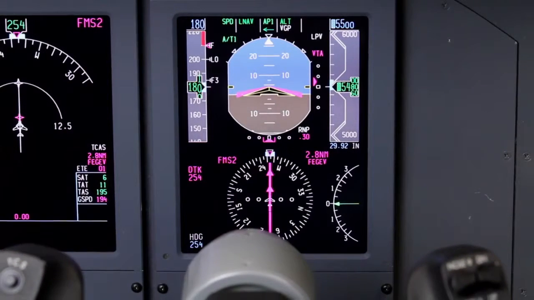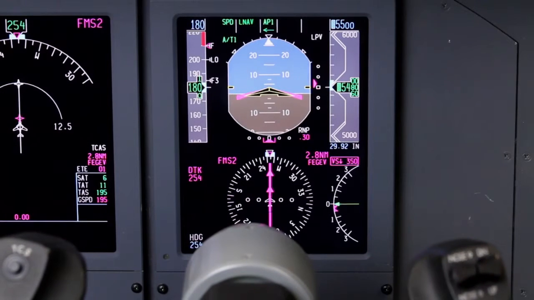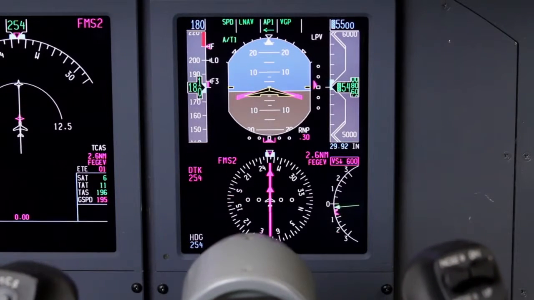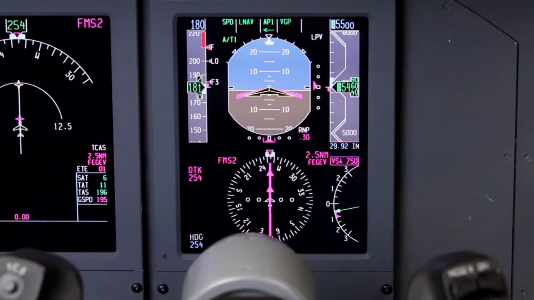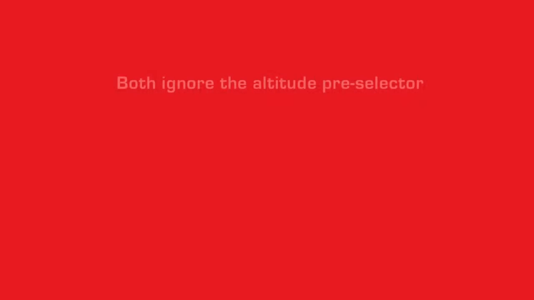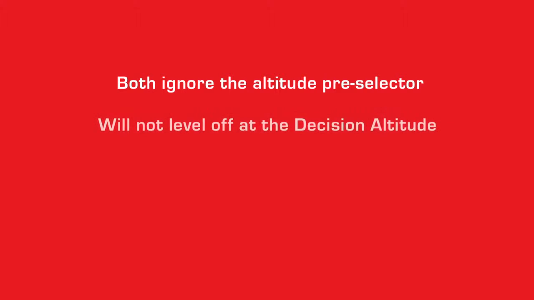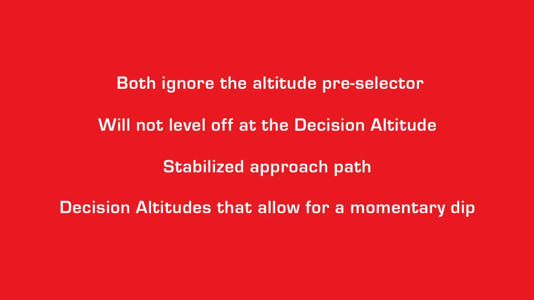The VGP mode and glide path during an RNAV LPV approach is similar to the ILS glide slope mode in the following ways. They both ignore the altitude preselector. They will not level off at the decision altitude. Both provide a stabilized approach path and allow for standardized approach procedures. And they have published decision altitudes that allow for a momentary dip below minimums during a missed approach.